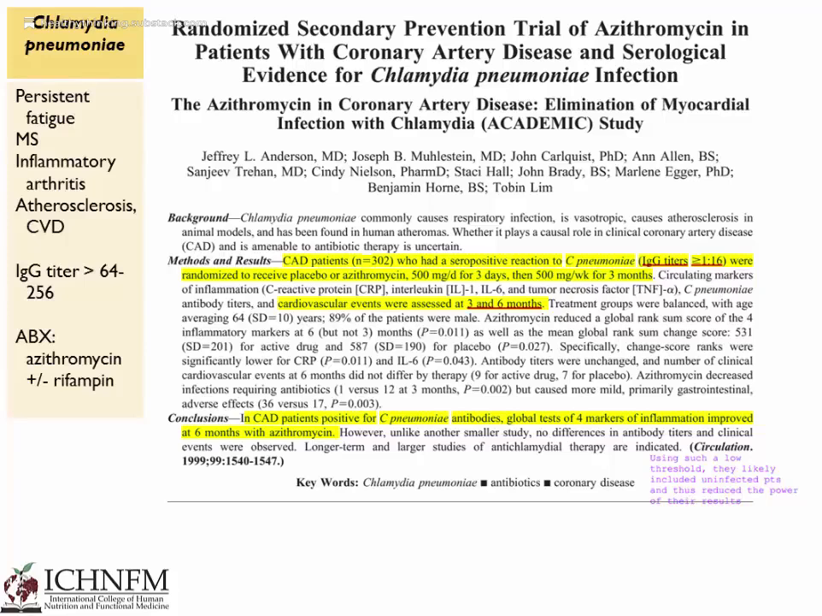In this study, patients with coronary artery disease who tested positive for Chlamydia pneumoniae antibodies were treated with azithromycin. You can see the details in the abstract of the study. In my opinion, the authors of this study used too low of a threshold. You can see that they used a threshold of IgG titers at a 1:16 ratio. I think that's really too low.